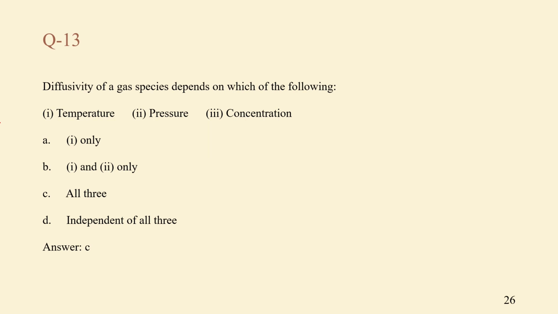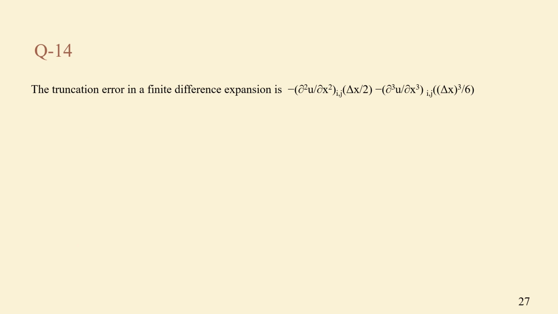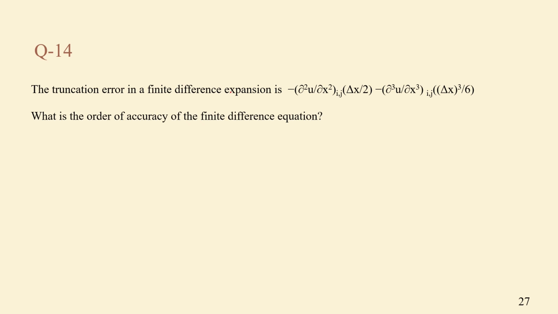Now we'll go to question 14. In question 14, it is asked that the truncation error in a finite difference expansion is given by minus dou square u by dou x square at ij into del x by 2 minus dou cube u by dou x cube ij del x cube by 6. So what is the order of accuracy of the finite difference equation? Option A 1, option B 2, option C -2, option D -1.